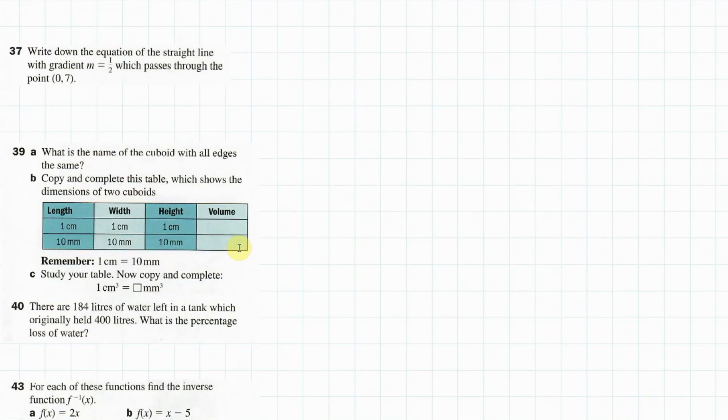Number 7. We write down the equation of a straight line that's got a gradient of 1/2 and it passes through the point 0,7. Okay, this is quite simply y is equal to 1/2 x plus 7. Now, why do I know that the intercept is 7? Well, because x is 0. Now, where is x 0?